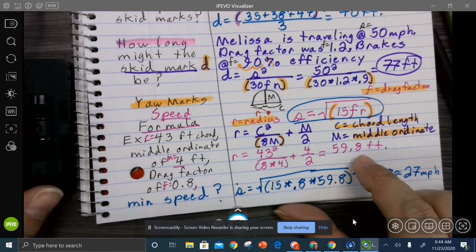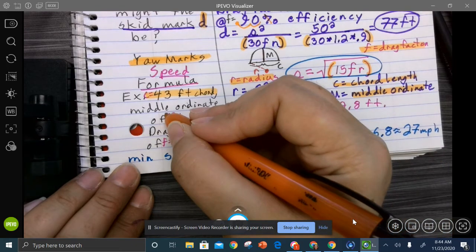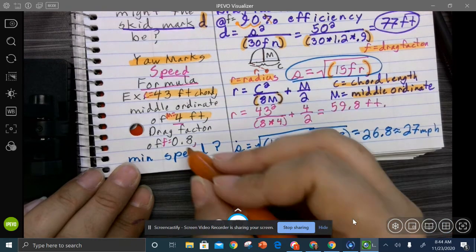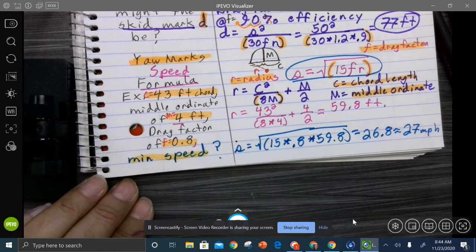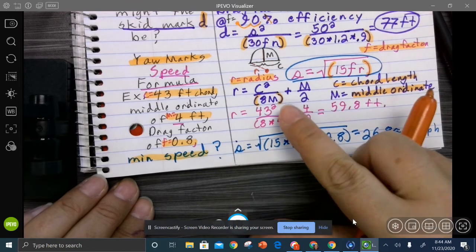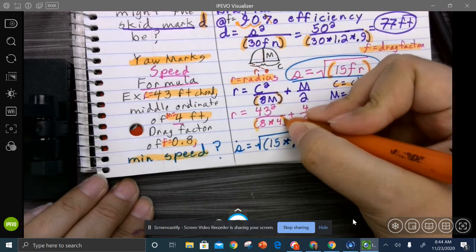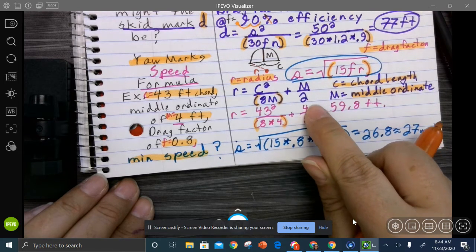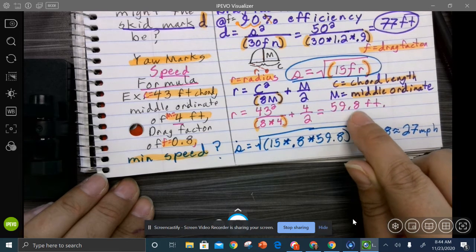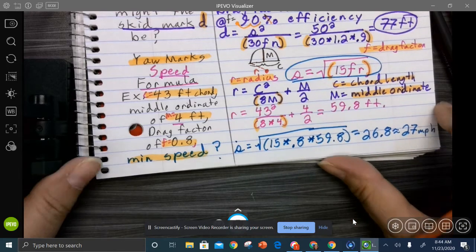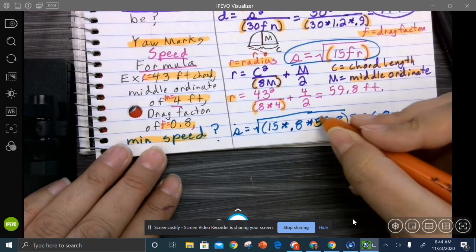Let's say, everybody, you had a chord length of 43 feet, a middle ordinate of 4 feet, and a drag factor of 8/10. What's the minimum speed they could have been going? We first have to solve for the radius. So 43 squared divided by 8 times 4, and yes, you have to put the parentheses, plus 4 divided by 2. We put that in the calculator and we get 58 and 8/10. And that's the radius.